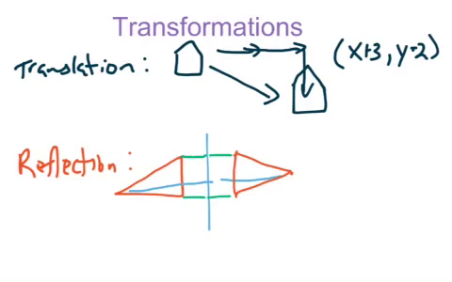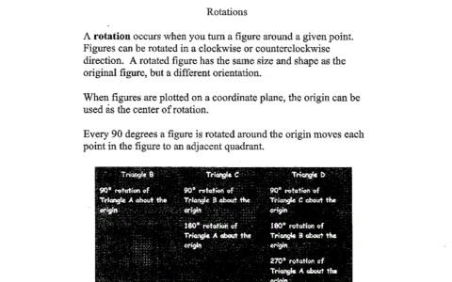Now, what we're going to talk about today is rotation. So, rotation occurs when you turn a figure around a given point. Figures can be rotated in a clockwise or counterclockwise direction. A rotated figure has the same size and shape as the original figure. So in other words, we're not changing the size or shape of the figure at this point in time, but just basically a different orientation. It's just moved around the coordinate plane a little bit.